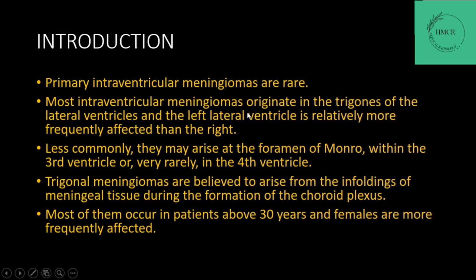Most intraventricular meningiomas originate in the trigones of the lateral ventricles, and the left lateral ventricle is relatively more frequently affected than the right. Less commonly, they may arise at the foramen of Monro within the third ventricle, or very rarely in the fourth ventricle. Trigonal meningiomas are believed to arise from the infoldings of the meningeal tissues during the formation of the choroid plexus.